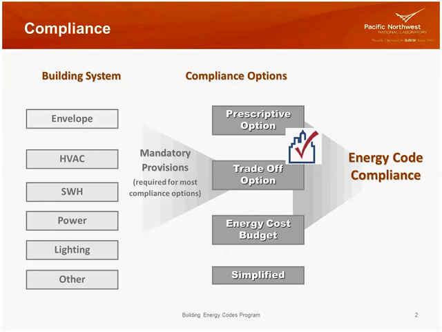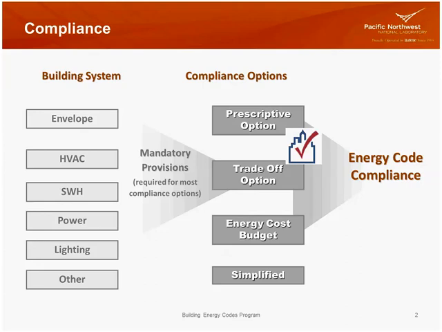You might not need a software to do that. You could probably do it by paper, depending on how complex the building is. Then there's the trade-off option, which is allowing you to do trade-offs between components, between lighting applications. And then there's the energy cost budget method, which is a whole building analysis, which would include your envelope, lighting, mechanical, service water heating, all in one package, and you're looking at the entire building as a system. And then there's the simplified compliance approach.